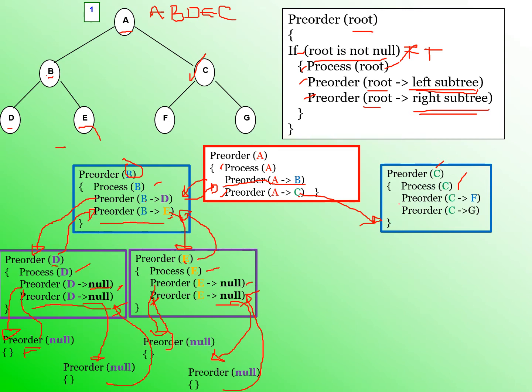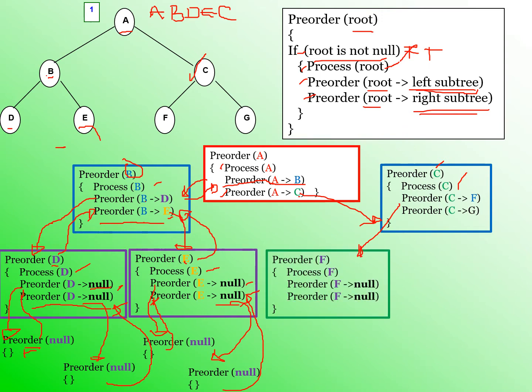So, sino yung nasa left subtree? Okay. So, tinawag naman niya ang preorder. Ang root natin this time ay F. Okay? Next. So, balik uli doon. Okay? So, preorder root. So, F. If root is not null, true, then process natin ang root. So, process natin ang F. After processing F, next statement is preorder F or the root referencing to the left subtree.